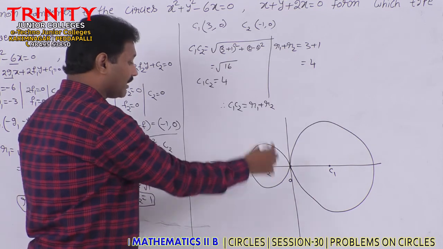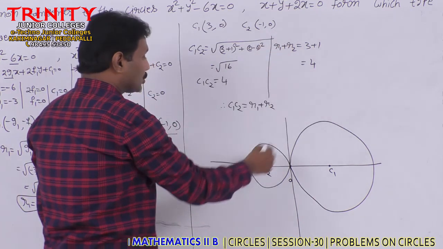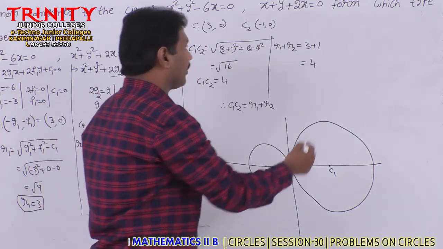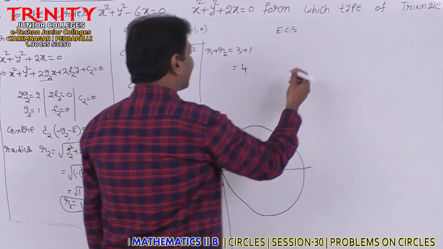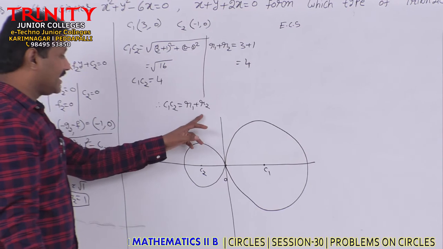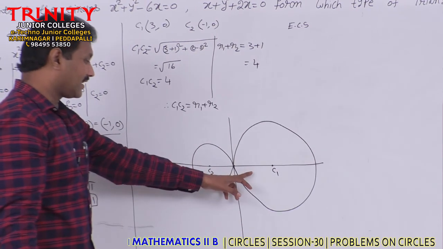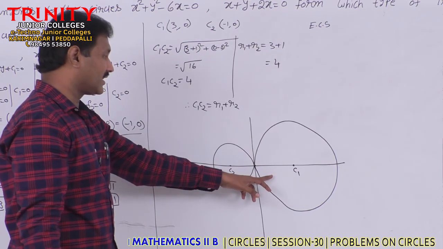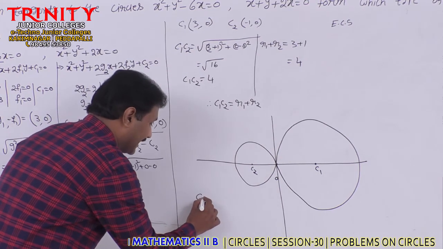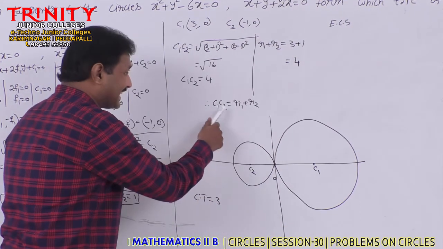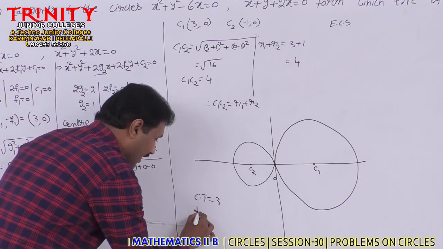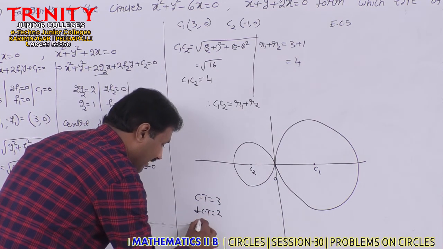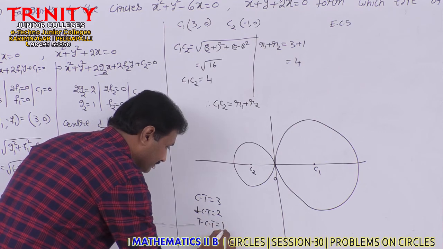Here there are totally common tangents. We verify external center of similitude. Circles touch each other externally. The number of common tangents is 3. Two are direct common tangents. One is a transverse common tangent.